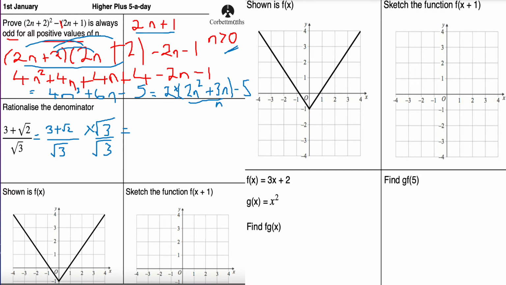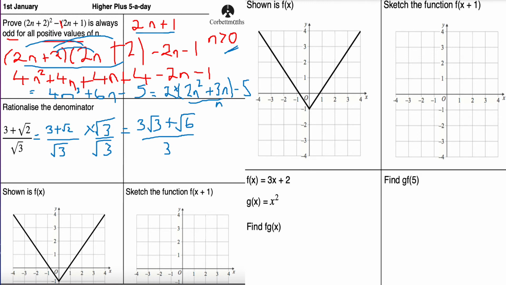So on the top, I've got 3 times root 3, which is 3 root 3. And then root 2 times root 3, which is root 6. All divided by root 3 times root 3, which is square root of 9, which is just 3. So my answer is now rationalized because there is no surd on the denominator of my fraction. Hopefully that makes sense.